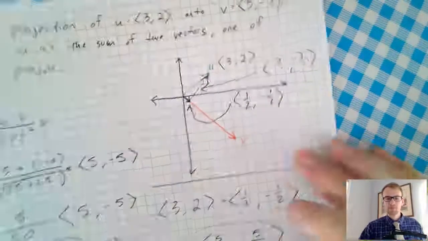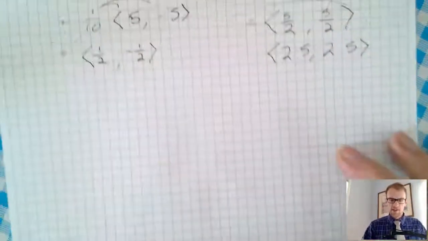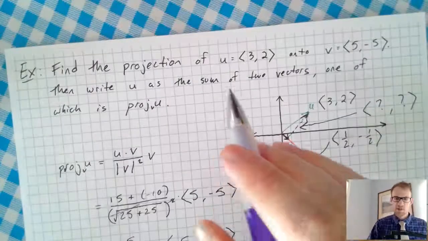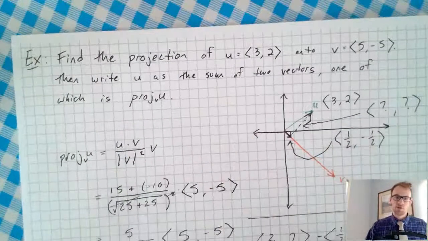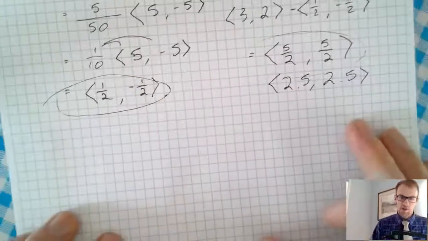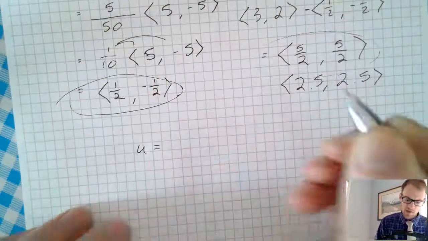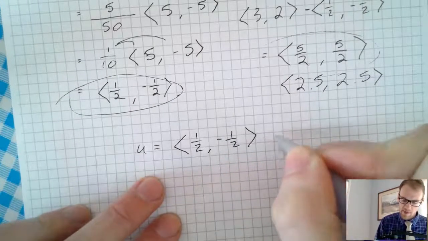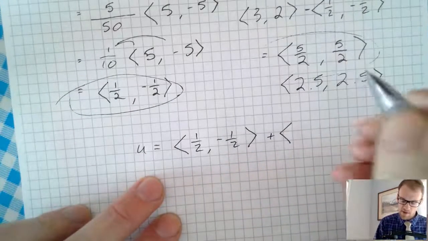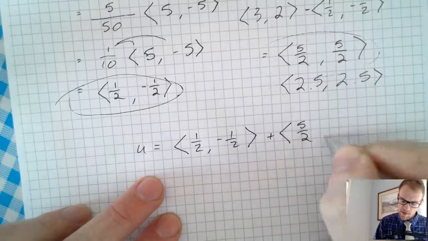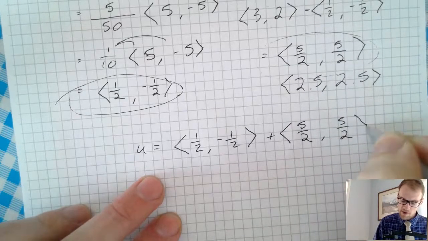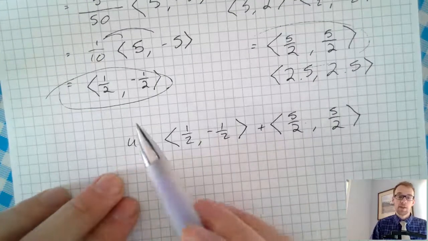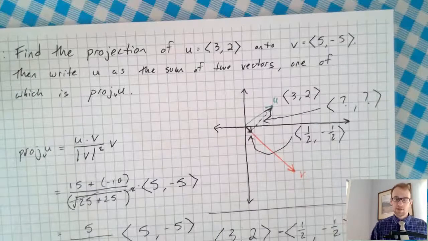Okay, so the final answer then, after we found the projection of u onto v, the second part says write u as the sum of two vectors, one of which is the projection of v onto u. Here we can now write u as the sum of the two vectors, 1/2, negative 1/2, plus the other vector we just found, 5/2, 5/2. And you can double check your work, of course, by adding these vectors together, and you should get vector u, which was 3, 2.